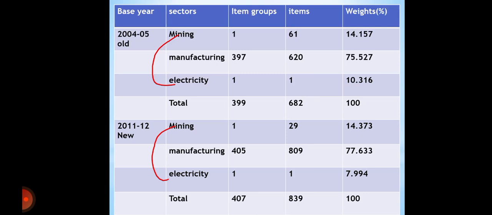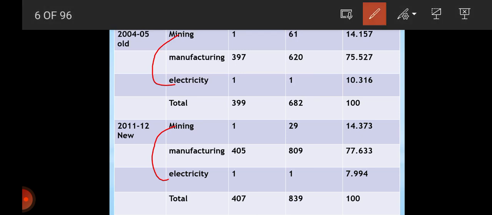But due to lack of data and due to some conditions of our economy, our country is not able to use all indicators to measure IIP. That is why our country uses three indicators to measure IIP. And which are those three indicators? Mining, manufacturing, and electricity. That is why we use these three measures to find out the IIP.